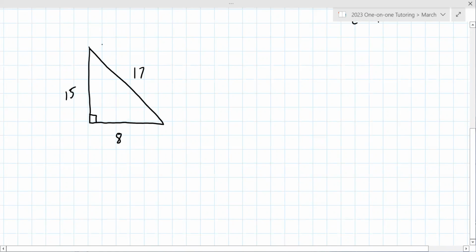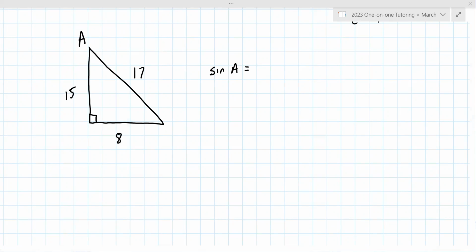Now I'm going to label this angle A here at the top. Okay. And there are three trigonometric values that we want to find. Sine of A is what we'll start with. Do you remember what sine of A is in terms of the opposite, adjacent, and hypotenuse? No, so the sin and tan and cos, all of that, I'm so confused.